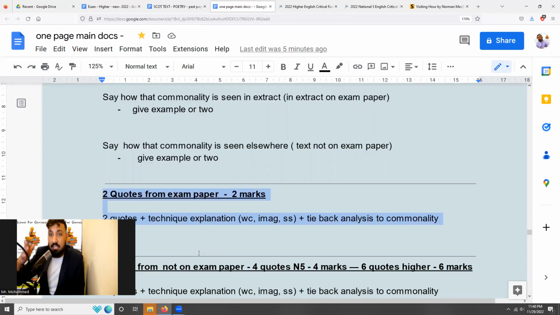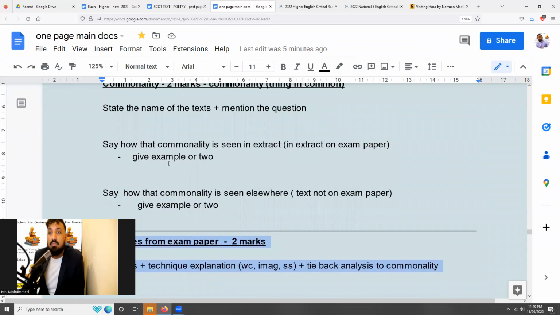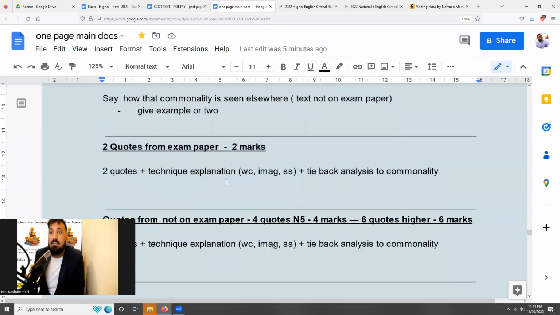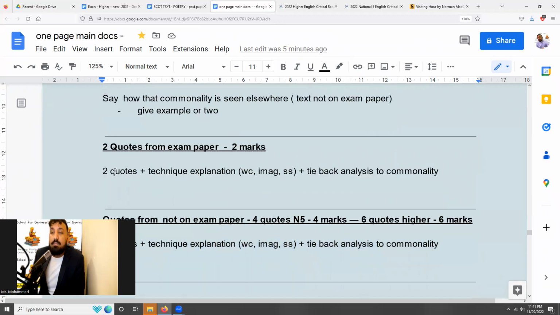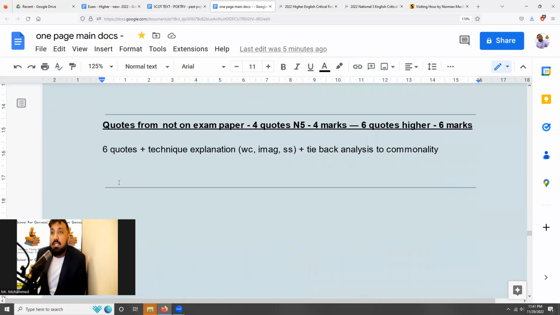So again, you want to connect it back to your commonality, okay? Whatever it is you mentioned here about that text, you want to connect it back to this. So this connects to the first thing that you said, to the first commonality part. Okay, and you do that twice. Then you come to the final part.